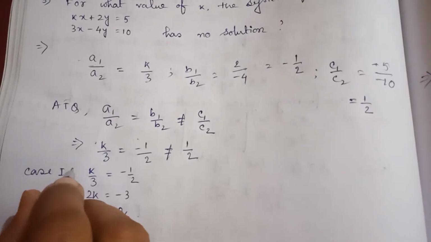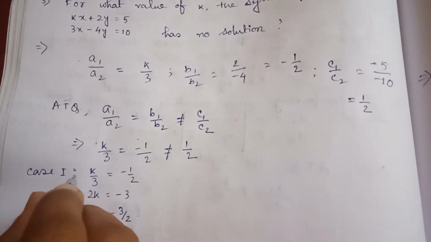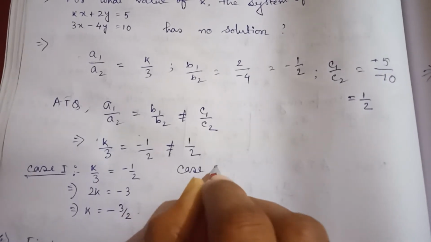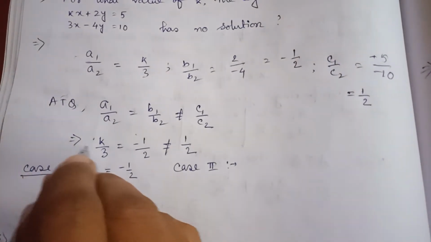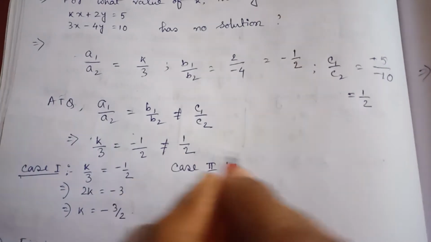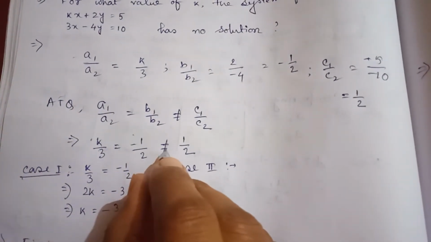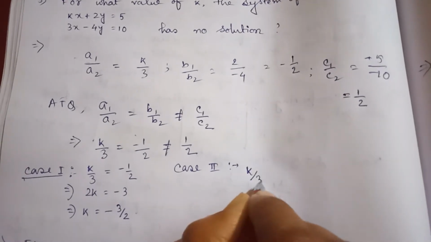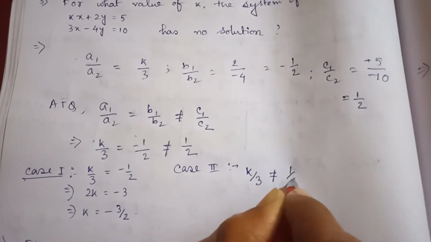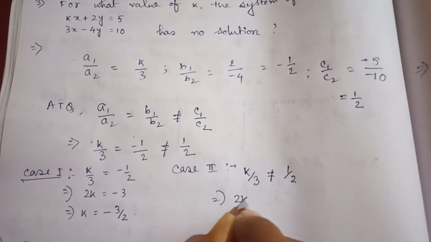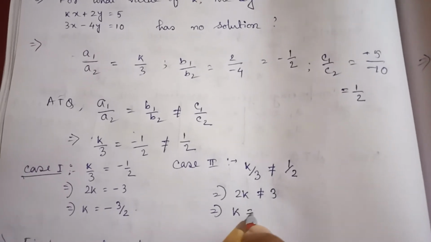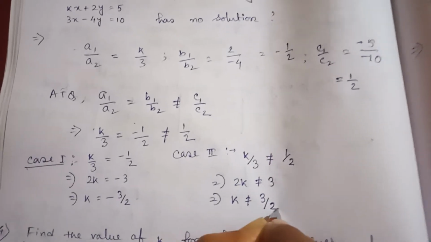This is the first case. Okay, first case. Now coming to second case, that is case 2. Case 2 is first and third. So first and third's condition is not equal, it is not equal sign. That means k by 3 not equals to half. So we can write 2k not equals to 3. That means we can write k not equals to 3 by 2.